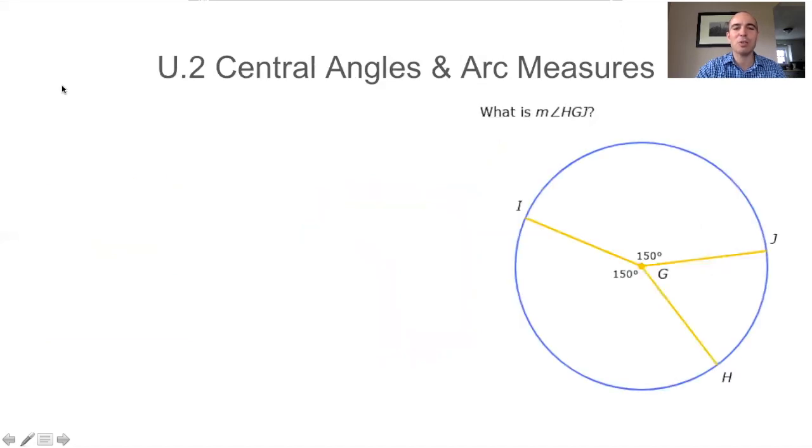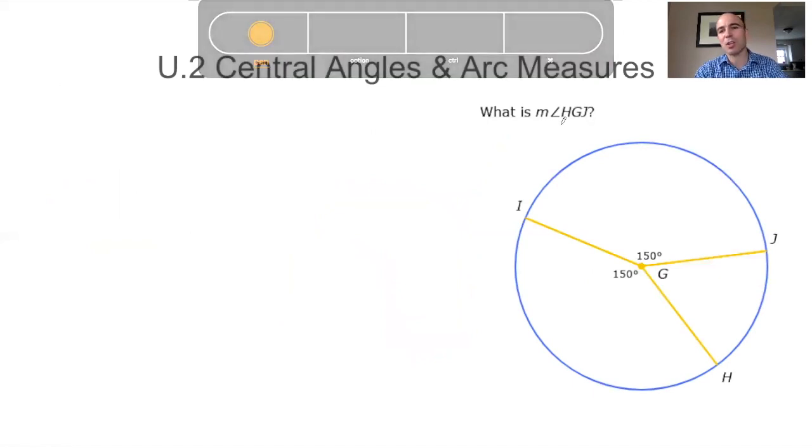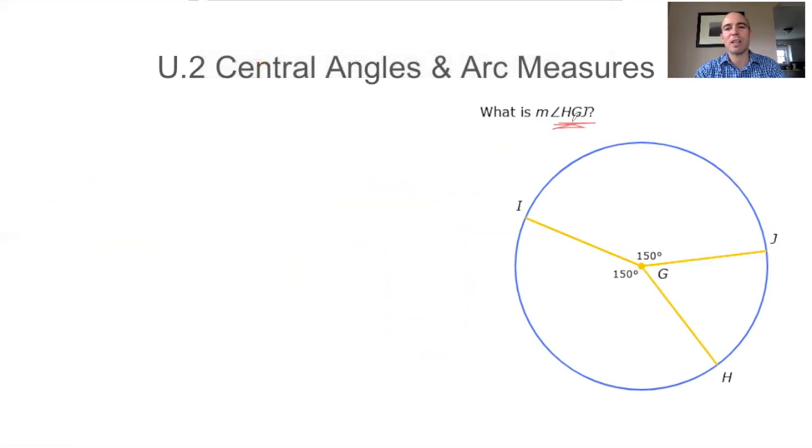And now part 2, U2, I guess we call this, central angles and arc measures. Now, with all these questions, I want to make sure you give them what they're looking for, right? They're looking for the measurement of angle HGJ, right? So HGJ, G is the vertex, right? HGJ, there you have it. And the key to these problems, how many degrees are there in a circle?